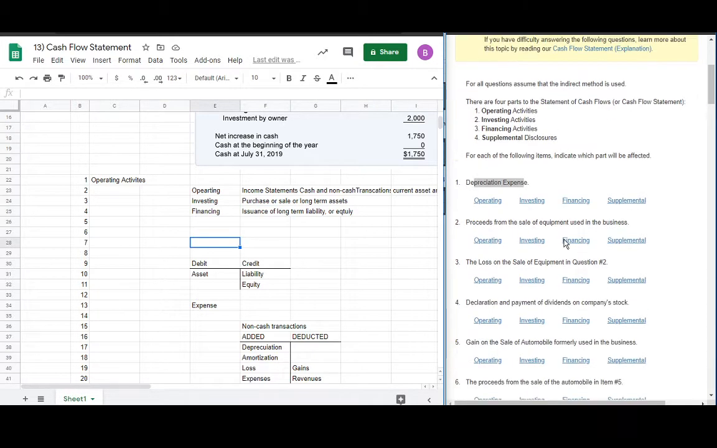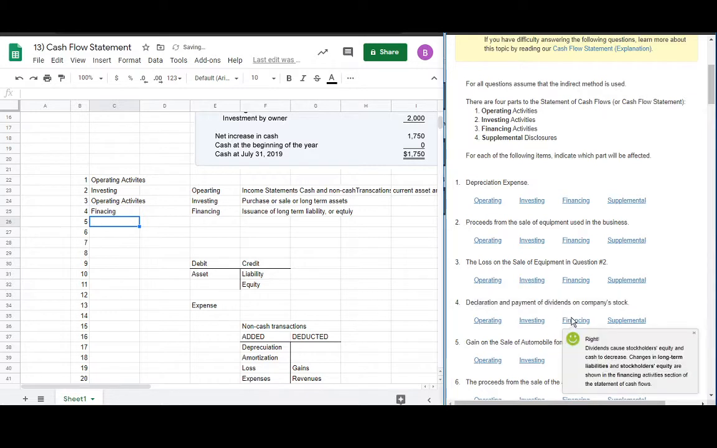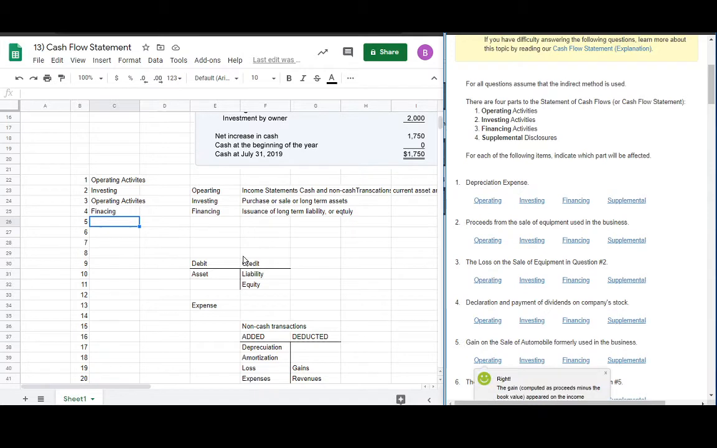So let's proceed here. Number 2, proceeds from the sale of equipment used in business. So the answer here would be investing. Number 3, the loss on sale of equipment, take note of the loss. It is an income statement account. It is operating. Number 4, the declaration and payment of dividends, it is an equity. Affecting the equity, it is financing. Number 5, the gain on the sale of automobile formerly used in business, gain, is operating.